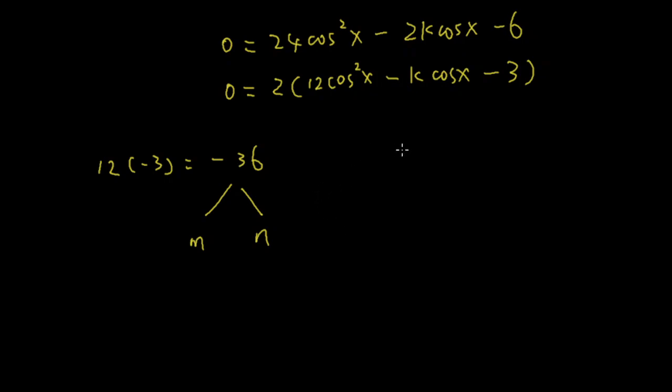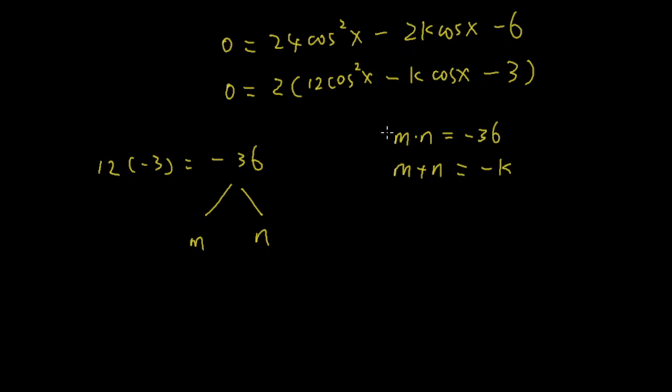Now, let's write this out. m times n should be negative 36. But m plus n should be negative k. Okay. Now, in the situation, one of them should be positive, the other one should be negative. Well, it looks like that way, right? And if the sum of these two numbers is a negative number, then I guess the absolute value of the negative number should be greater than the absolute value of the positive number in this case.